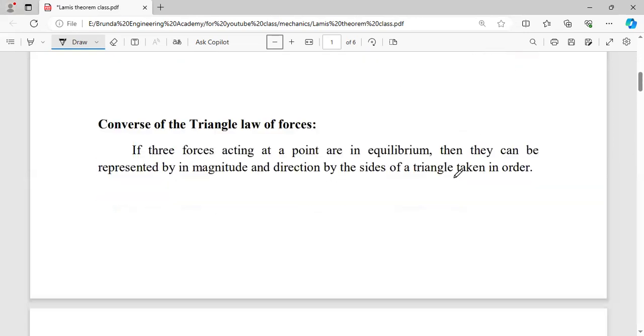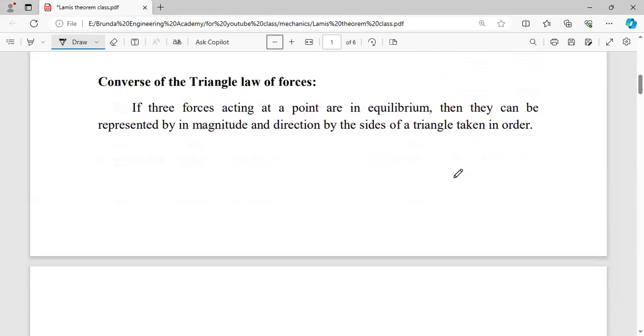Okay. Next, it is the converse of the triangle of forces. If three forces acting at a point are in equilibrium, suppose three forces are acting at a point. So here, these are the three different forces acting at a point. That means it is the concurrent system of forces. If three forces are acting at a point and are in equilibrium, then they can be represented in magnitude and direction by the sides of a triangle taken in order.